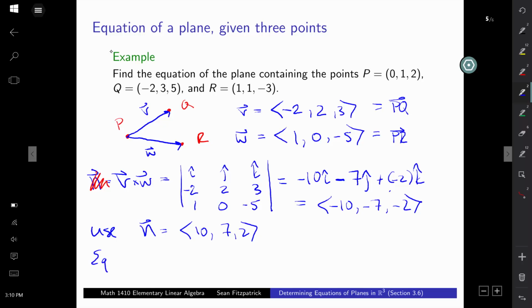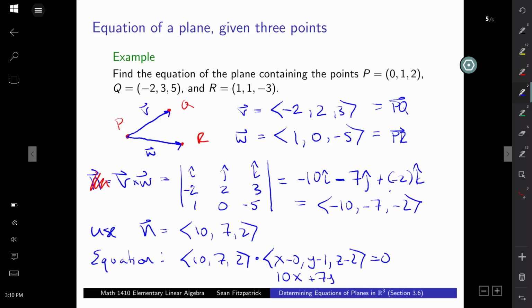So our equation is going to be 10, 7, 2 dotted with x minus 0, y minus 1, z minus 2. That should be equal to 0. If we clean this up, we've got 10x plus 7y plus 2z equals, what are we going to get? There's a minus 7, equals 11, if you simplify that. Okay, good. So one more example on this video, and then we'll move on to the next one.